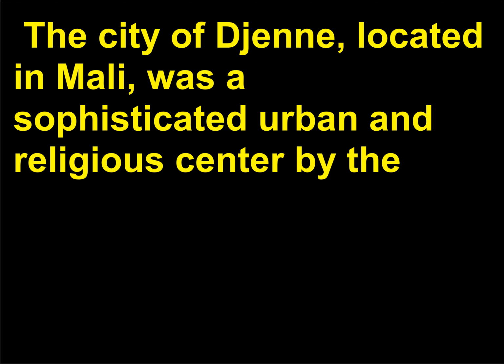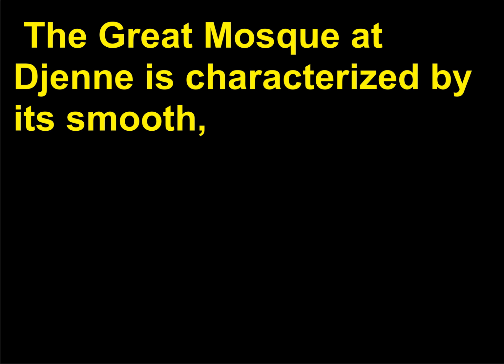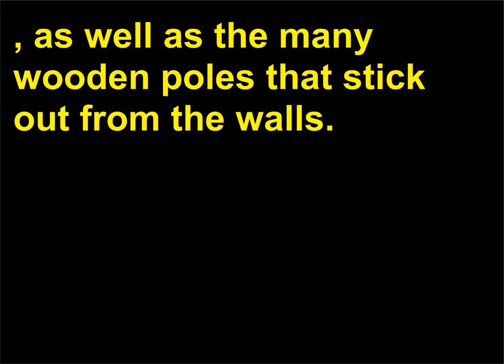The city of Djenné, located in Mali, was a sophisticated urban and religious center by the 13th century due to its location along Saharan trade routes, and the expansion of Islam. The Great Mosque at Djenné is characterized by its smooth, beige walls constructed of sun-baked mud bricks. The bricks themselves were composed of clay and straw, as well as the many wooden poles that stick out from the walls.